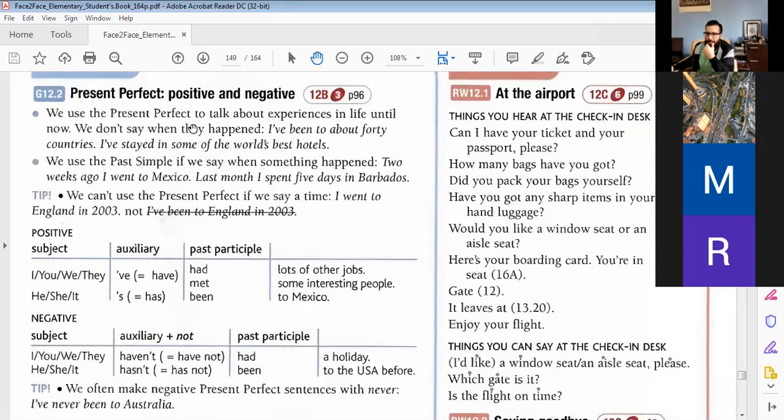We use the present perfect to talk about experiences in life until now. يعني في المستقبل ممكن يستمر الموضوع we don't know. And we don't say when they happened. ما نقولوش التجارب هذه امتى صارت، لأن لو حنتكلم عن التجارب حنضطر نغير ال past simple.